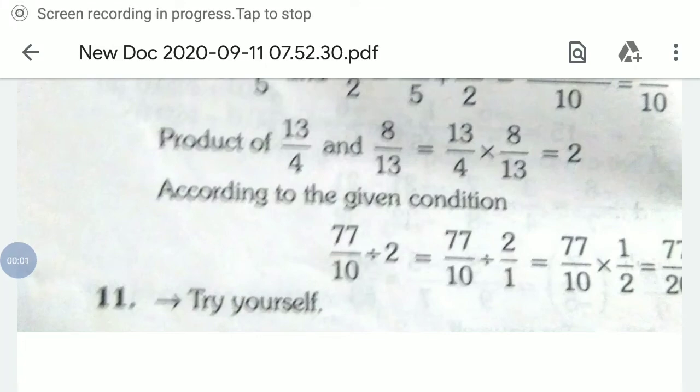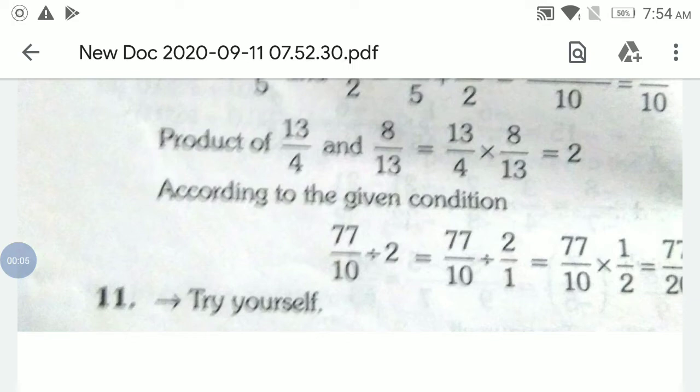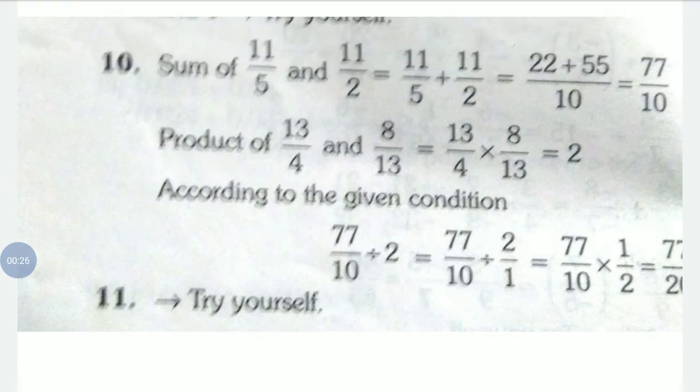As previously, from exercise 2J, we have completed till the 9th example. So we will continue with the next example, that is the 10th example. Divide the sum of 11 upon 5 and 11 upon 2 by the product of 13 upon 4 and 8 upon 13. So how are we going to do this sum? Sum of 11 upon 5 and 11 upon 2.